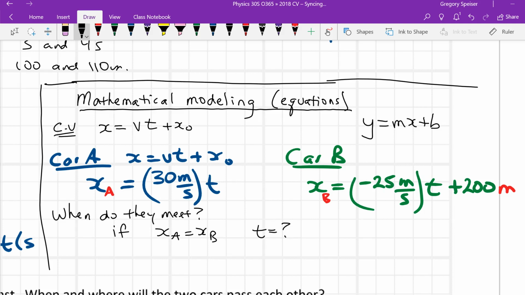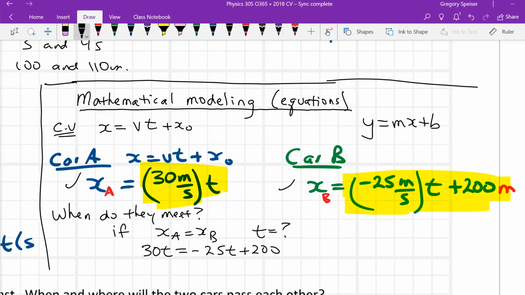But the key is that these two are simultaneous. In other words, the x and the t values are going to be the same. So it's really a system of equations. So what I'm going to do is just mathematically say, okay, 30t is going to be equal to, taking this part here and saying it's equal to that part there. 30t is going to be equal to negative 25t plus 200. Now I'm going to add 25t to both sides. I'll get 55t equals 200.